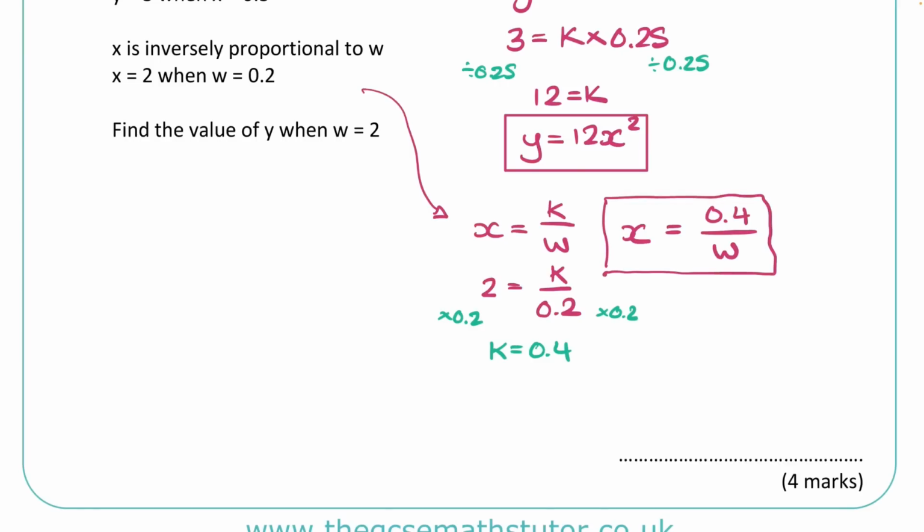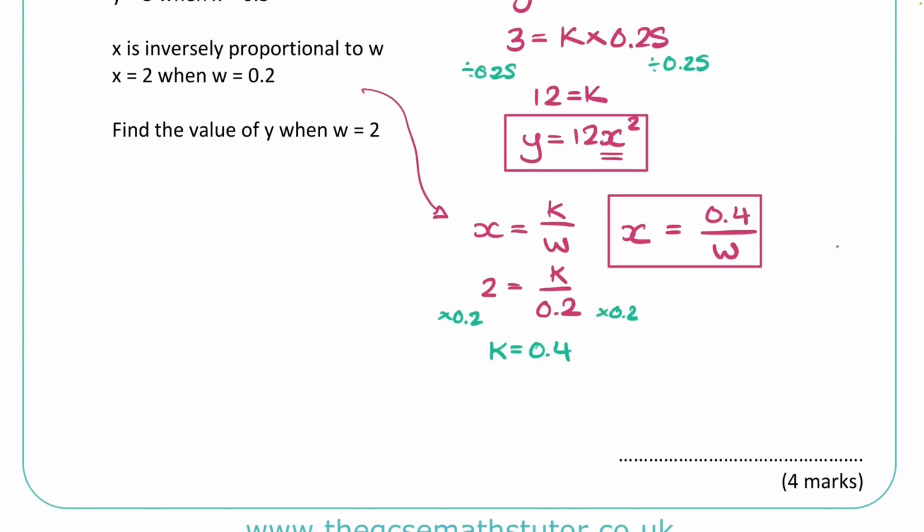There we go. Now, sometimes these questions ask you to write a formula for, let's say, y in terms of w. And it does want me to find here a value of y when w equals 2. So it could have asked me to do something like that. However, that would be a pretty horrible fraction to have to put in, because we'd have to take the 0.4 over w and put it in place of the x here, which means we'd have to square it and times it by 12.